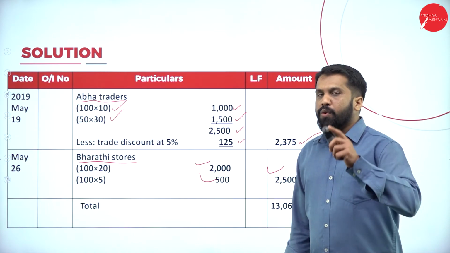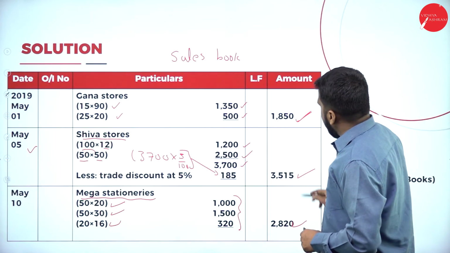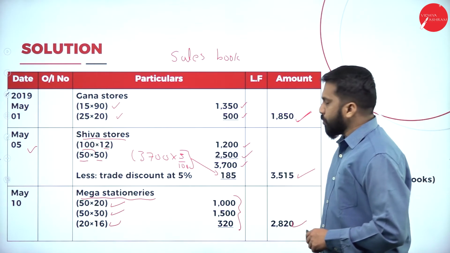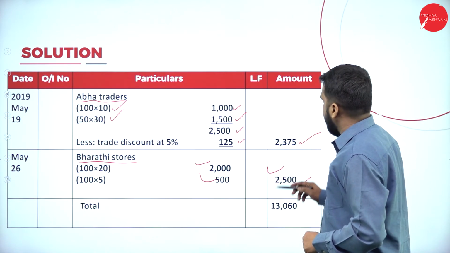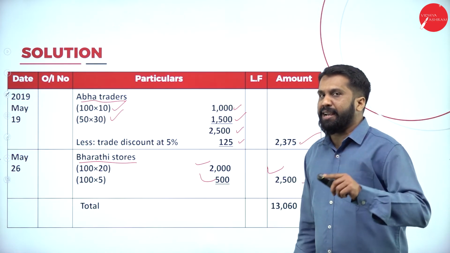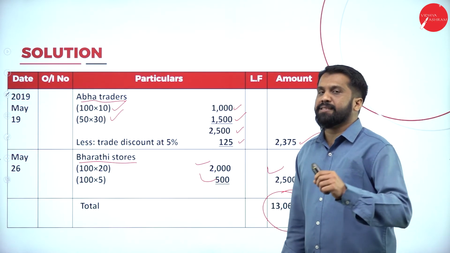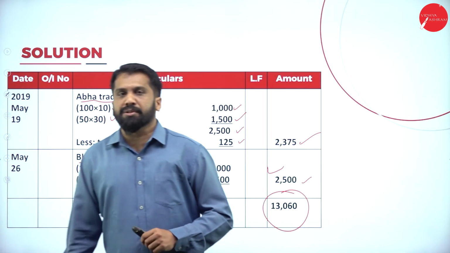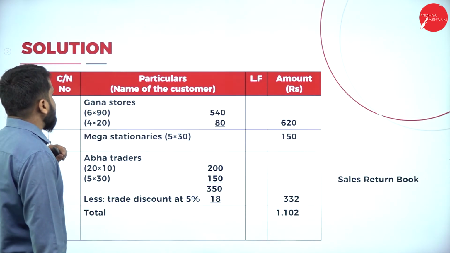What should we do? We should add everything: 1850, 3515, 2820, 2375 and 2500. Add everything. You will get the answer of 13,060. Hope you understood. Now, I'll go to your purchase return or sales return.